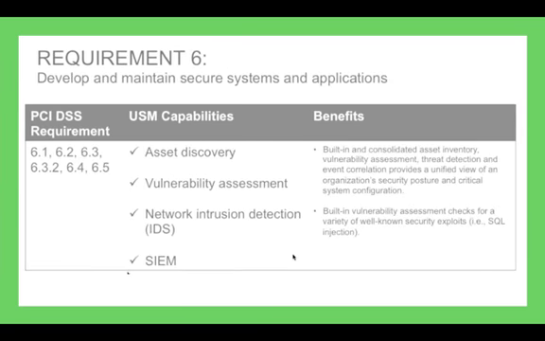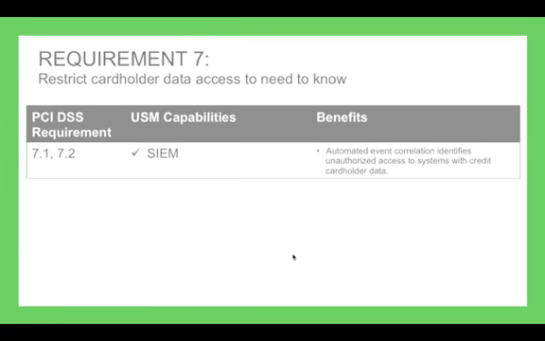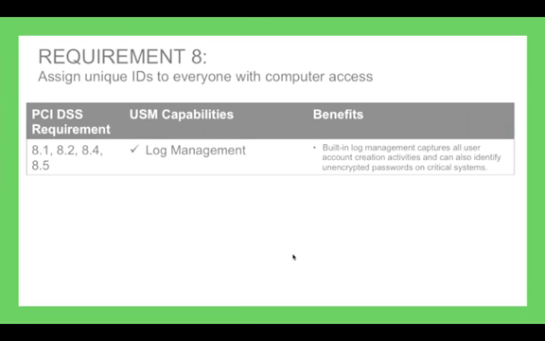Requirement 6 talks about developing and maintaining secure systems and applications. Now, you look at the sub-requirements. I won't read them off for you. You can read them on the slide. Asset discovery, vulnerability assessment, and again IDS, all of these capabilities have a direct impact on your ability to meet these PCI DSS requirements. Requirement 7 is focused on event correlation, being able to restrict cardholder data access to only those who need to know. That gives you the ability to monitor for access and identify who's accessing systems that shouldn't be.